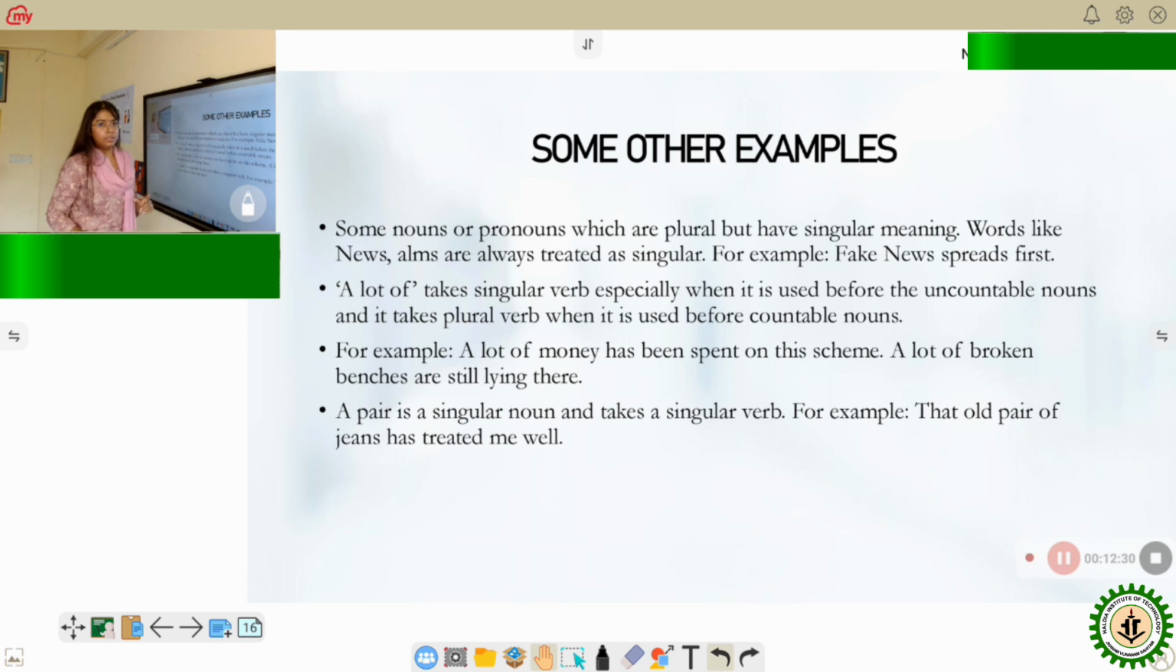Then comes a pair. A pair means two, right? But they are a pair, so it is treated as singular. So a pair of old jeans has treated me well. So a pair, a lot of, they are treated as singular, as is the case with news, arms, these types of subjects. They are treated as singular.